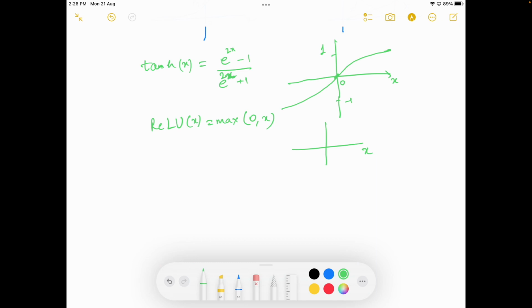Plot done? Okay. It's basically when x is less than 0, it is equal to 0. When x is greater than 0, it is equal to x. And at 0, it is 0. That is ReLU of x, rectified linear unit.